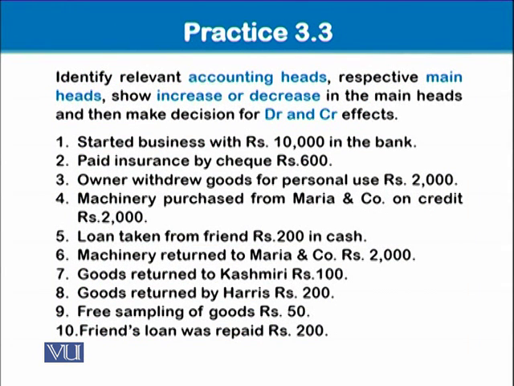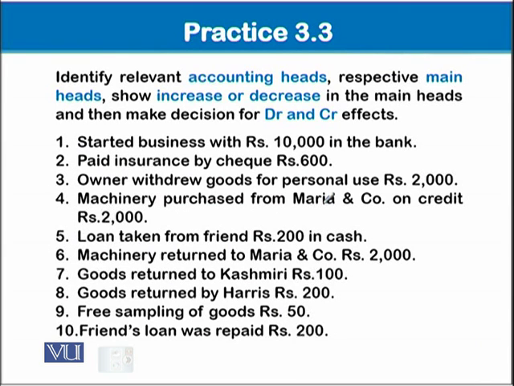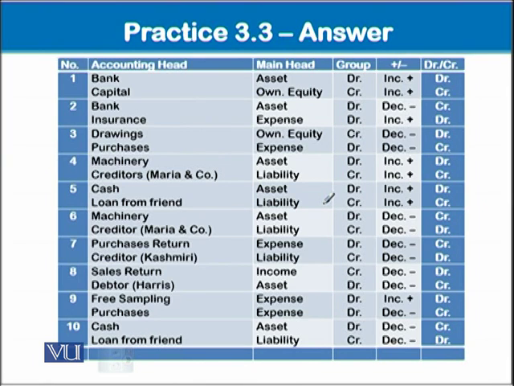Next comes machinery purchased from Maria and Company on credit. So we are buying machinery on credit. Okay, well, so buying machinery on credit, there are two accounting heads, machinery and creditor. Machinery is asset, creditors are liabilities. Asset belongs to debit group and liabilities belong to credit group. Both are increasing. So debit increase debit and credit increase credit.